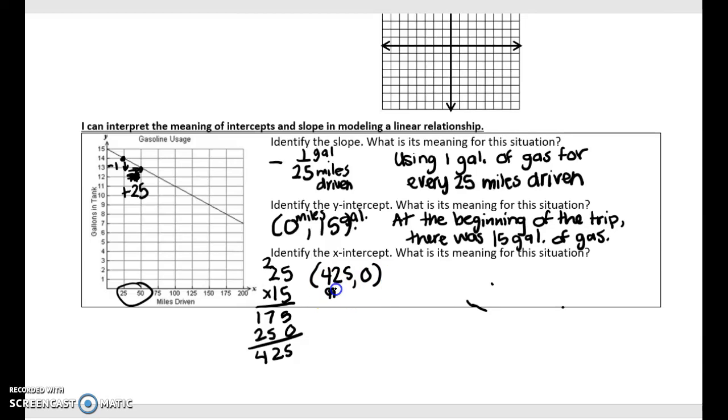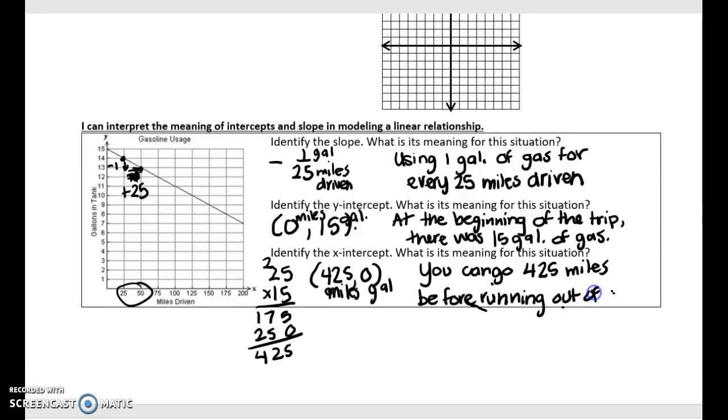So again, match up that this is miles and this is gallons. When you have 425 miles and 0 gallons, what does that mean? That means you can go 425 miles on a tank before you run out of gas. Not the way your sentence has to read, but just kind of an example of how you could write that.